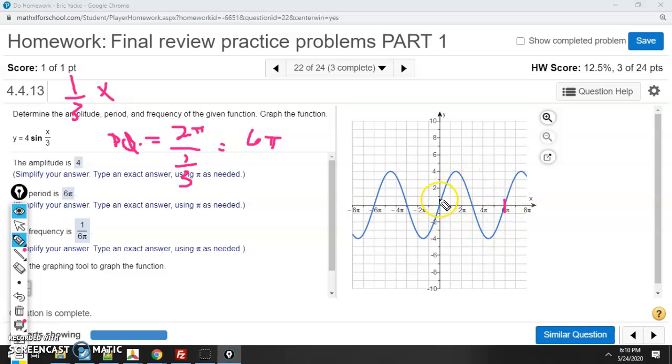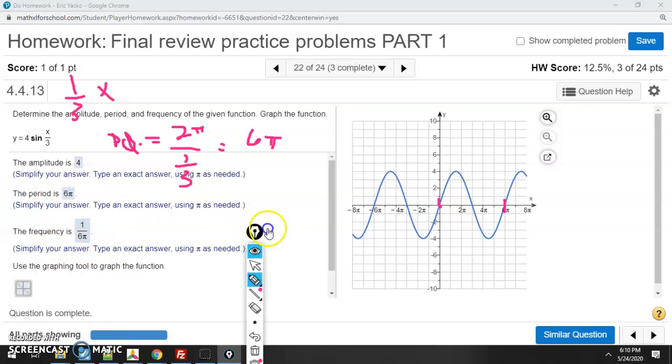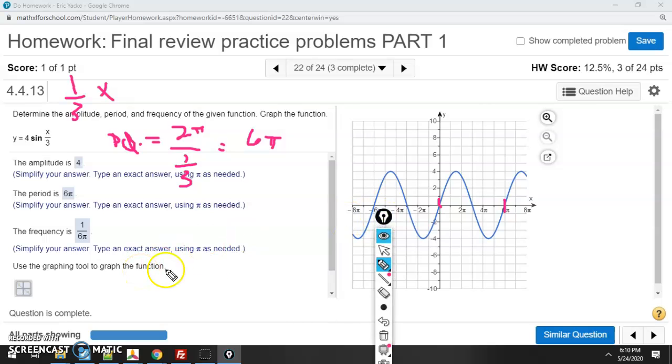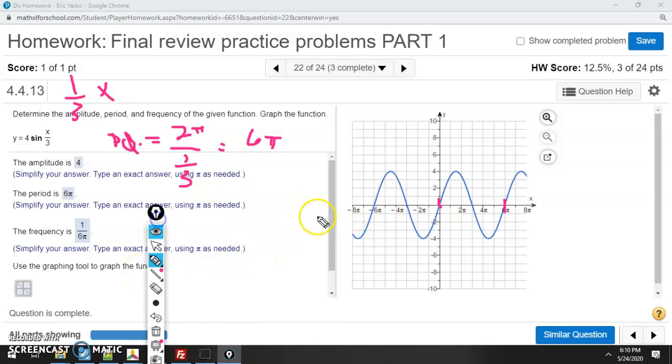The graph starts to repeat between 0 and 6 pi. It starts to repeat again. All right, the frequency, like I said, is just the reciprocal of the period. So just flip it over, put a 1 on top of it. And just to remind you guys, the sine function starts at 0, and typically it repeats every 2 pi, but because it's x over 3 here, it's now repeating at 6 pi.